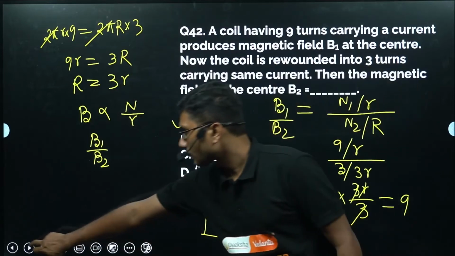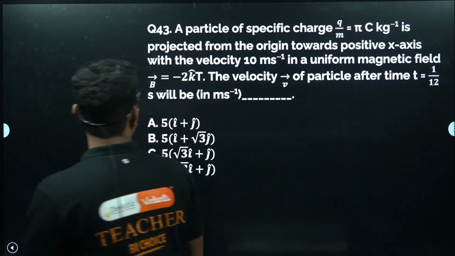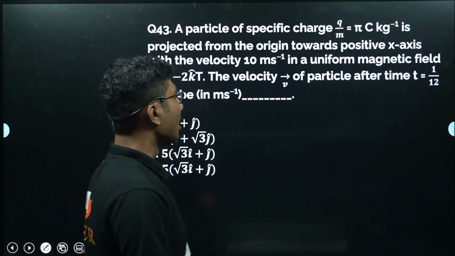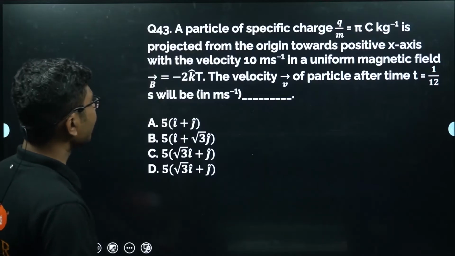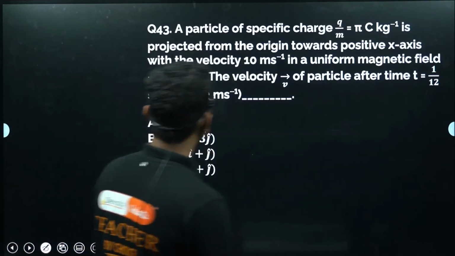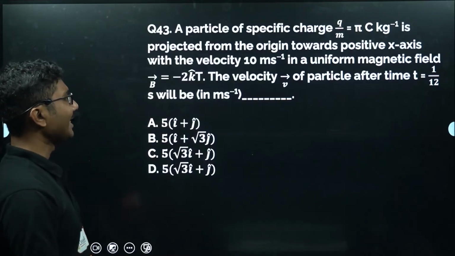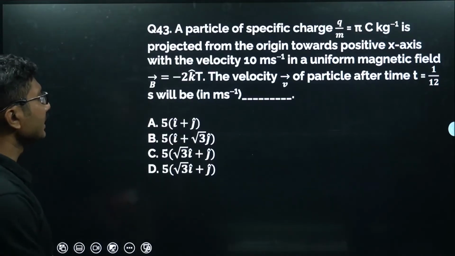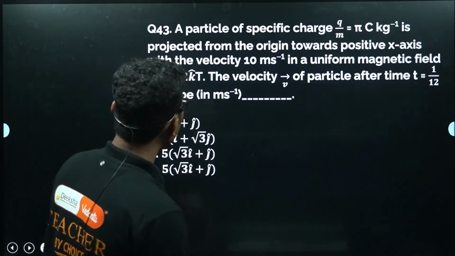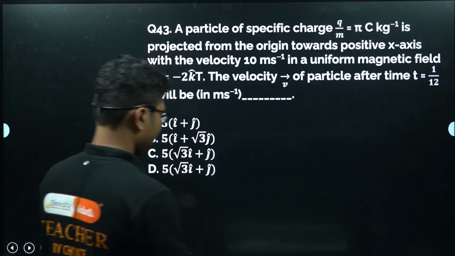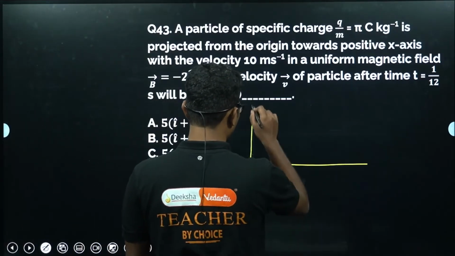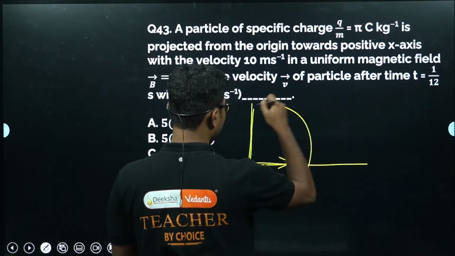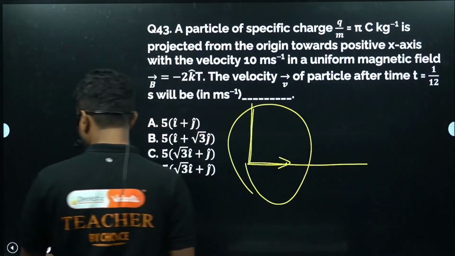Now, a particle of specific charge q by m equal to pi C per kg is projected from the origin towards the positive x-axis with a velocity of 10 meters per second in a uniform magnetic field B equal to minus 2k T. The velocity of the particle after time t equal to 1 by 12 second will be. So, what is happening? You have projected a particle. Now, in this case, what will happen? The particle will complete a circle.